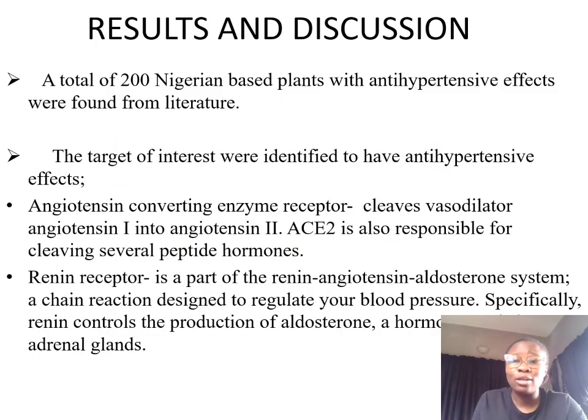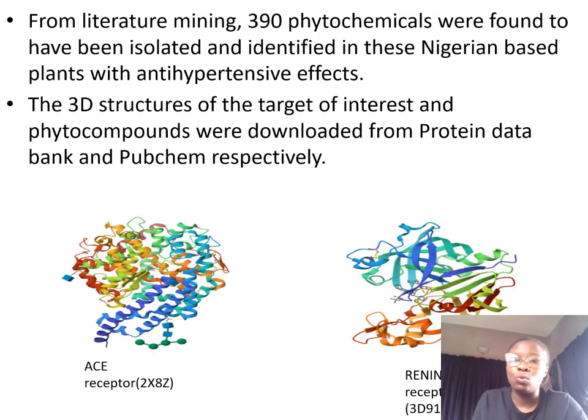Results: a total of 200 Nigerian plants were found using literature mining. Our targets of interest were also identified, and we used the angiotensin converting enzyme receptor and also the renin receptor. We all know that these two receptors are part of the RAS system and, indirectly or directly, they affect our blood pressure. We also used literature mining to get 390 phytochemicals already known to be isolated and identified from these Nigerian plants. We downloaded their 3D structures, like you can see on the screen, along with the 3D structures of the ACE receptor and the renin receptor.